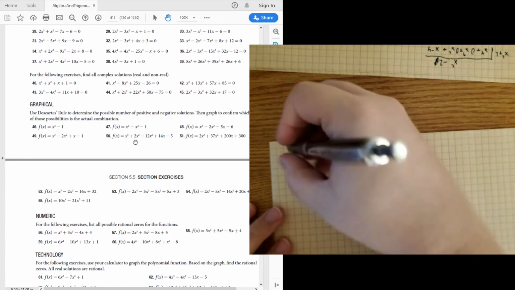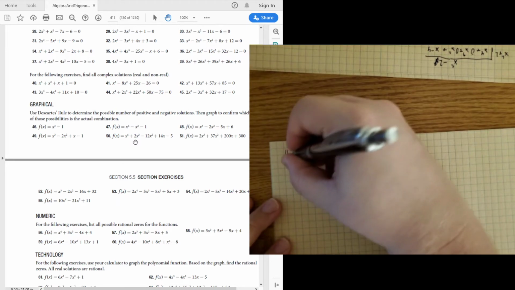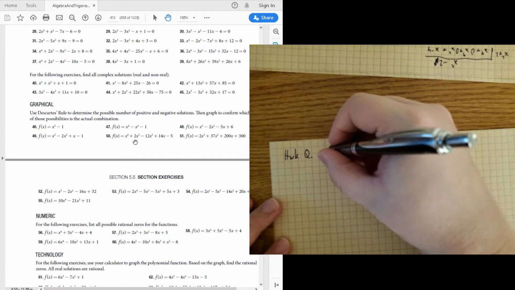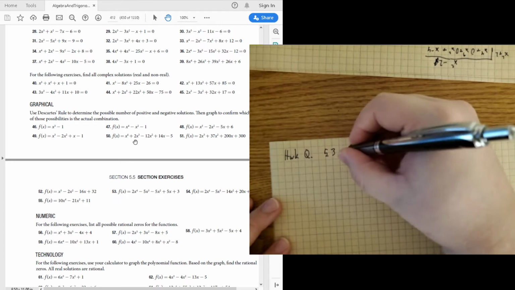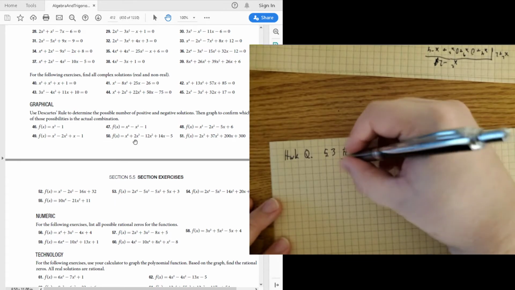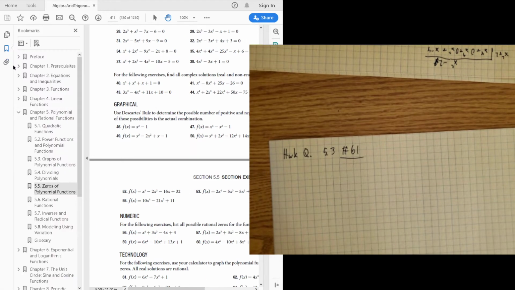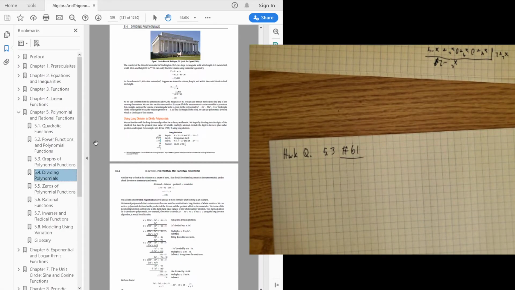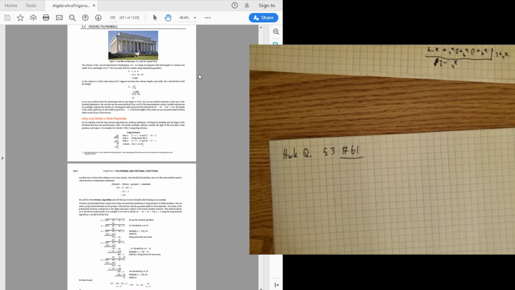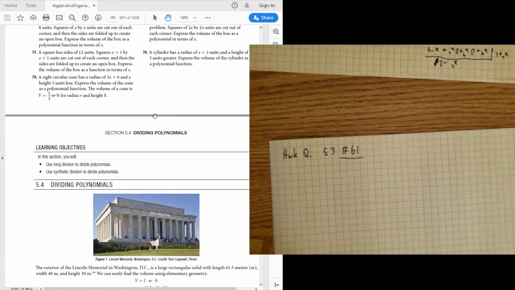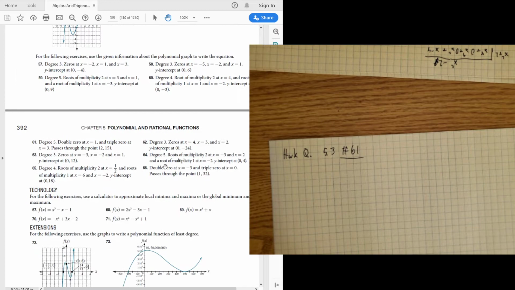Yay! So, homework question. It was from section 5.3, and it was number 61. This was 5.3 part 2. Let me go ahead and go to 5.3. Number 61. There we go.